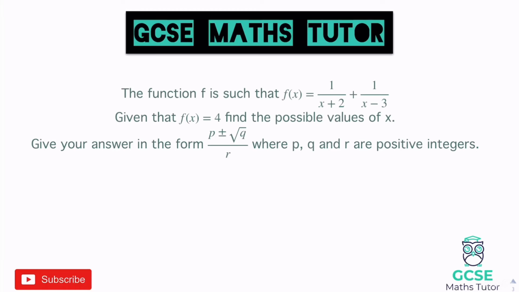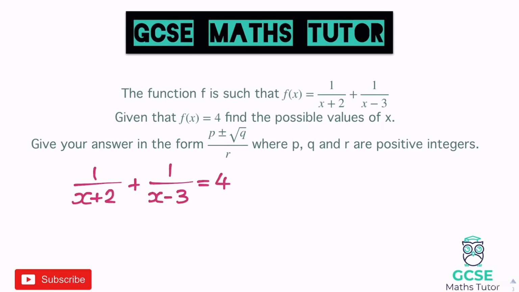Now it says that the function f of x equals this thing over there, and that given f of x equals 4, find the possible values of x. Now if we write that, we've got 1 over x plus 2, and that's being added to 1 over x minus 3, and it says that that equals 4. Now we've got an equation involving algebraic fractions. So in order to solve this equation, we first need to combine these algebraic fractions, and in order to do that we need a common denominator.